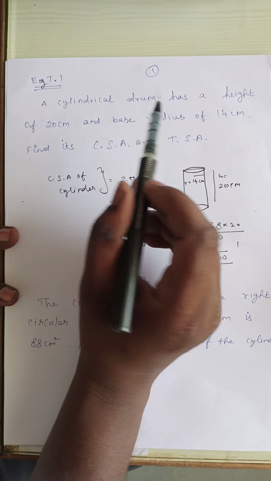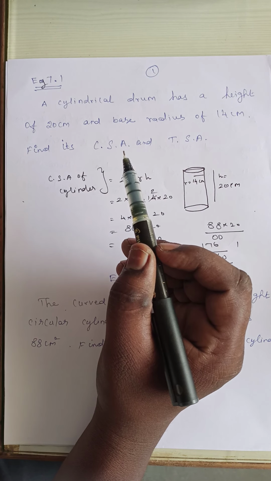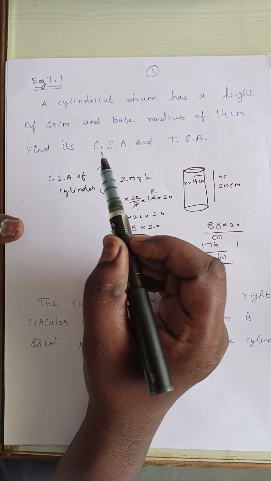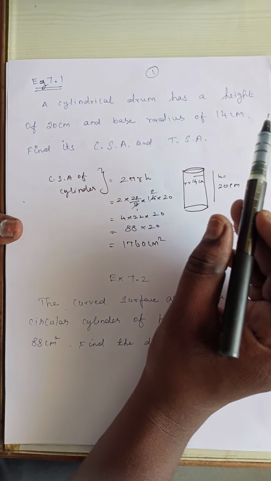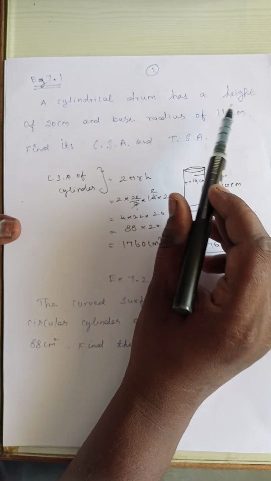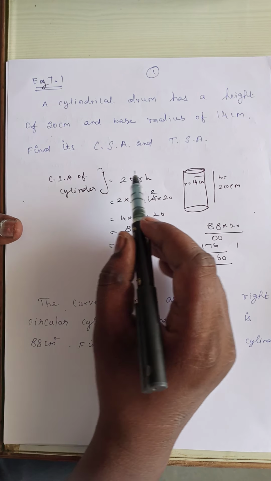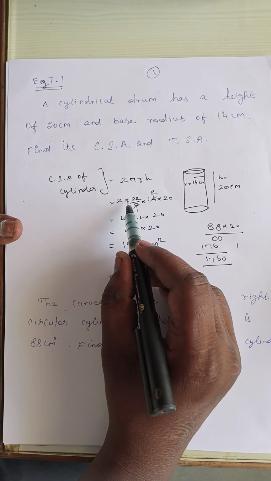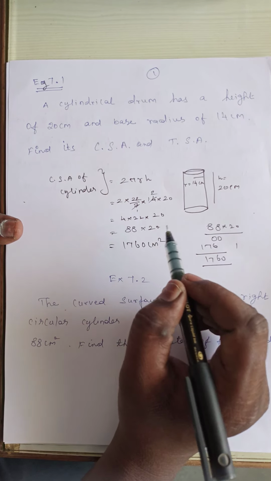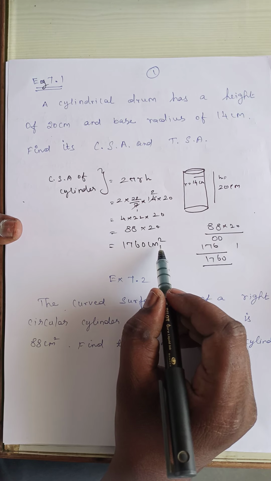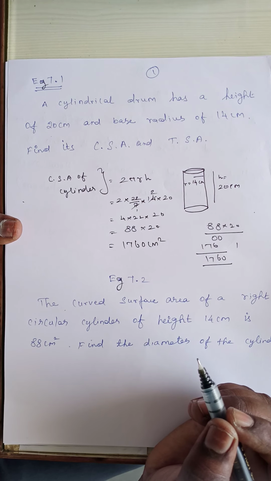Once again, I will explain. Find out the curved surface area and total surface area. So what is given? The given height of the cylinder is 20 and radius will be 14. Yes, CSA of a cylinder is 2 pi RH, 2 into 22 by 7 into 14 into 20. You can cancel the values and get 1760 centimeter square. Done.